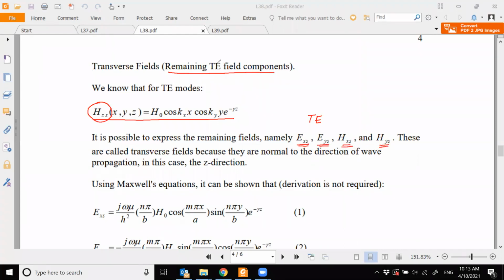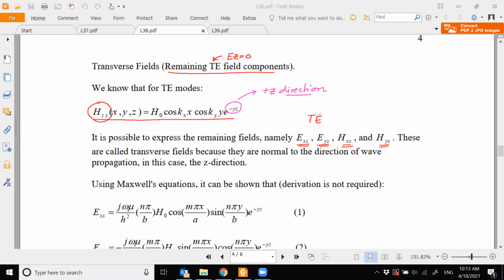Remember, this is a TE mode. So in TE, EZ will be 0. Why? Because there will be no component of electric field in the direction of propagation. And what is the direction of propagation here? It is the plus Z direction. So therefore, my EZ will become 0.